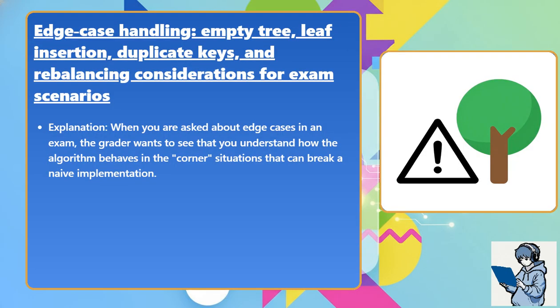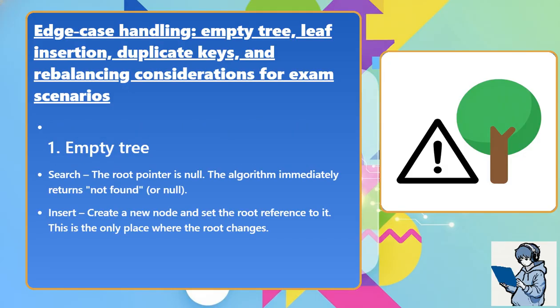Explanation: when you are asked about edge cases in an exam, the grader wants to see that you understand how the algorithm behaves in the corner situations that can break a naive implementation. 1. Empty tree. Search: the root pointer is null, the algorithm immediately returns not found or null. Insert: create a new node and set the root reference to it. This is the only place where the root changes.